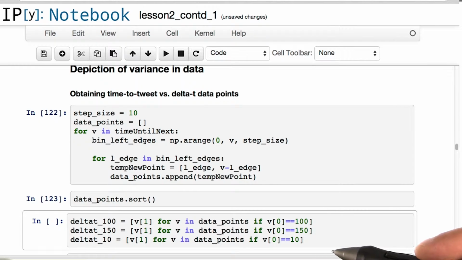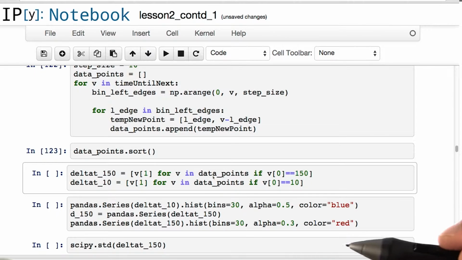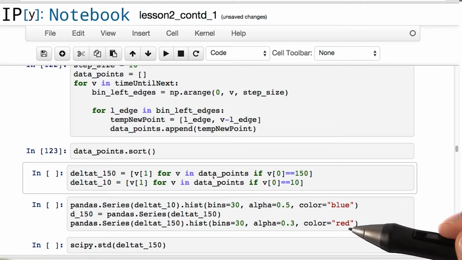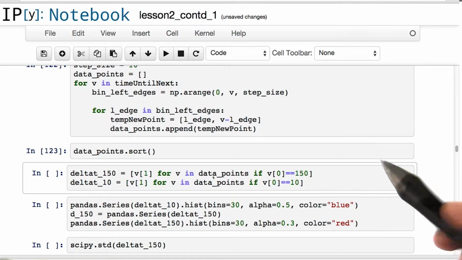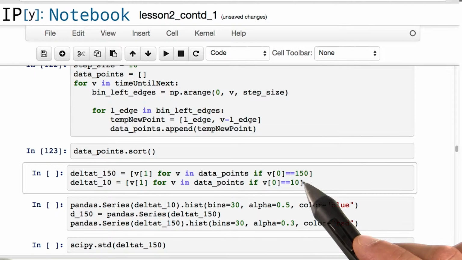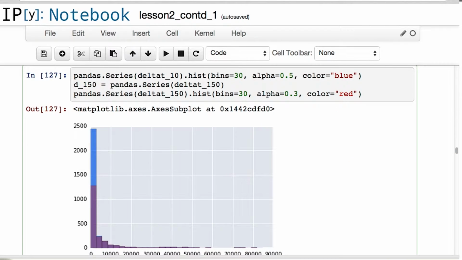So to get an idea of variance, let's take a look at a few fixed points. To get an initial idea about what the variance looks like in our data, let's fix it at a couple of points. Specifically, let's look at what the data looks like after 10 seconds has elapsed and 150 seconds has elapsed. Let's zero in on the 10-second graph first.